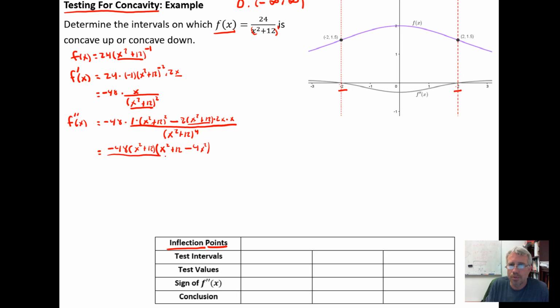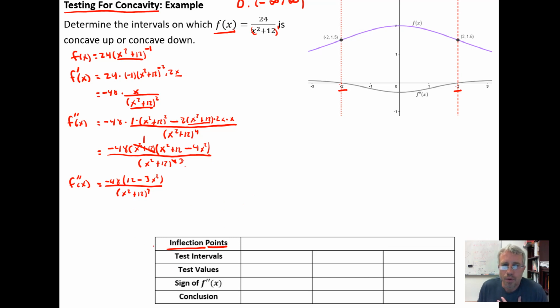And this is all going to be over x squared plus 12 to the 4th. And then I want to notice that I have an x squared plus 12 over an x squared plus 12 to the 4th. So I can cancel 1 x squared plus 12 out of the denominator. And that's going to leave me with negative 48 times, here I have a 12. I have x squared minus 4x squared is minus 3x squared. All over, I get x squared plus 12 in the denominator raised to the 3rd power. And so there's my second derivative.